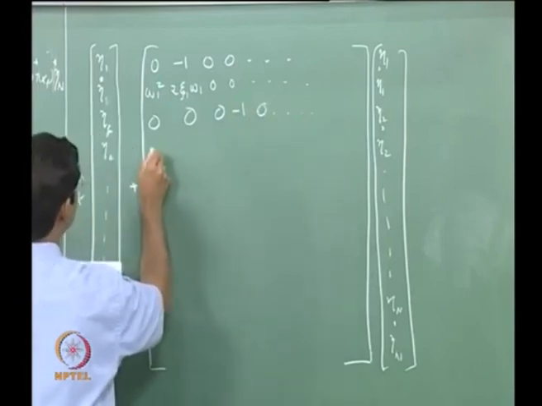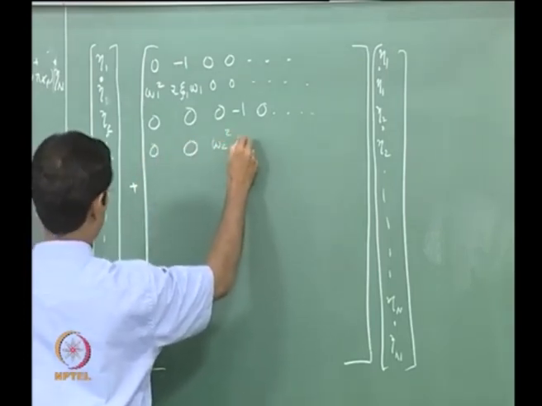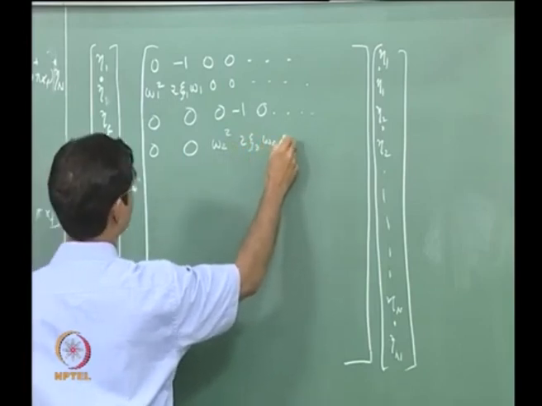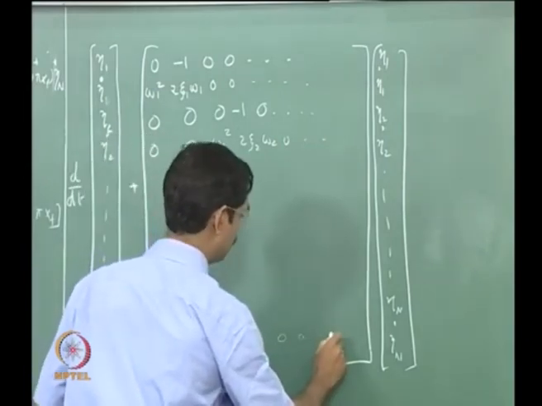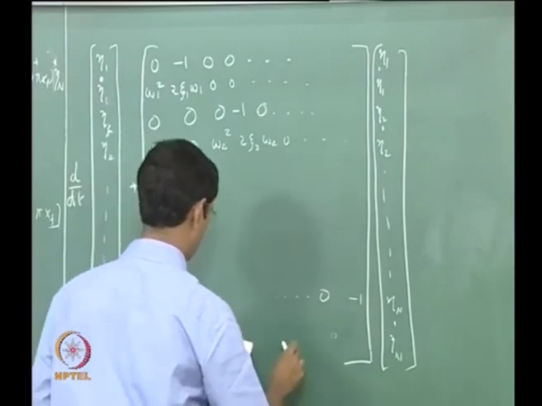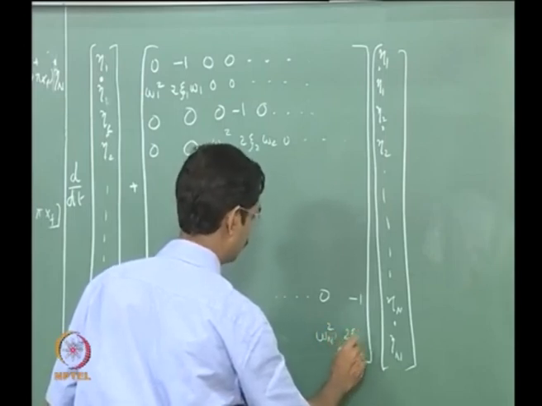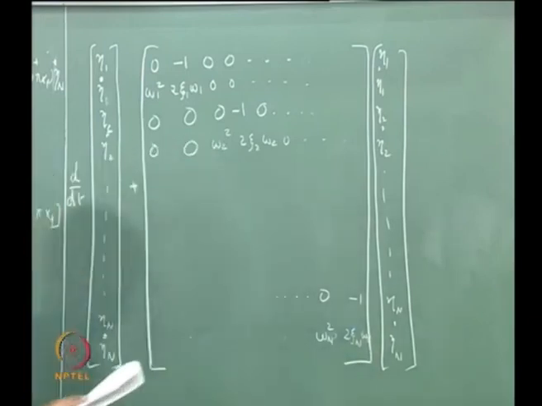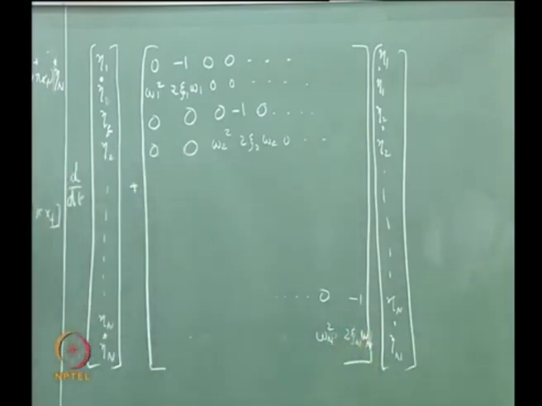0 and here would be 0 0 omega 2 square, 2 zeta 2 omega 2 0 and here last one will have lot of zeros, 0 minus 1 I should write it here, and this one would have again all the zeros and omega n squared and 2 zeta n omega n. Okay. Yeah. This is okay. So it was easy to assemble the left hand side.